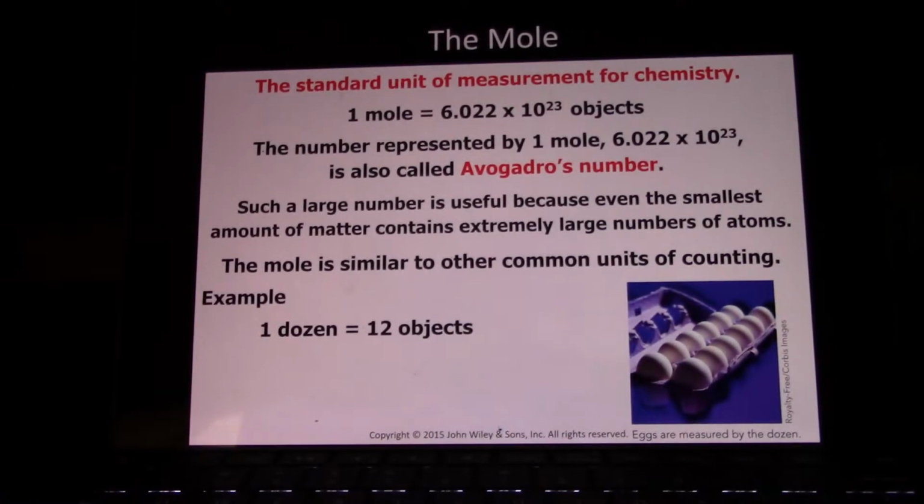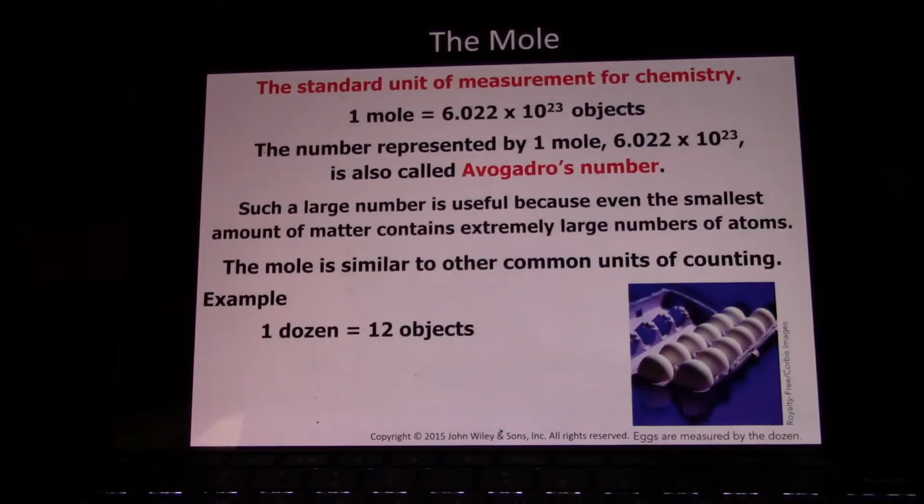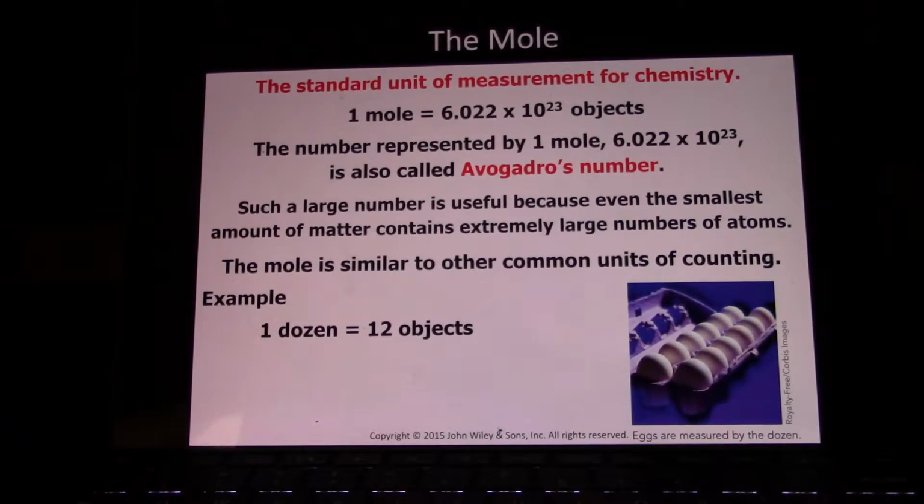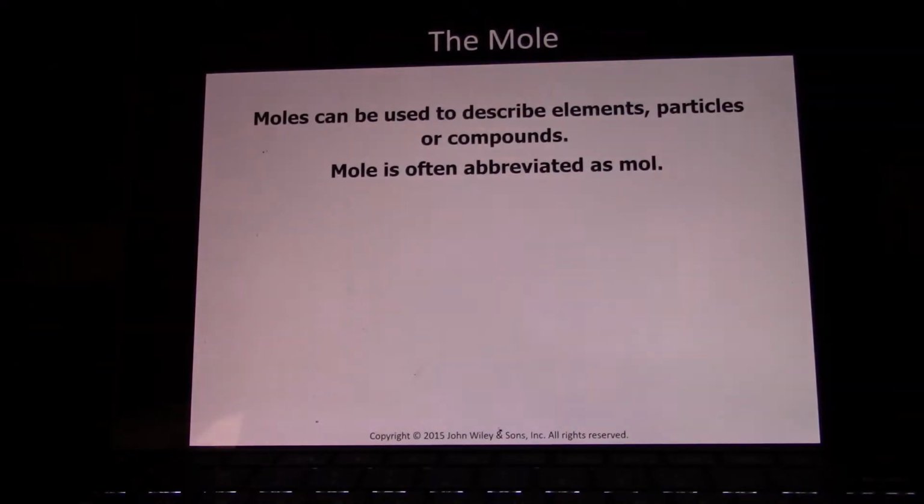So again, a dozen is 12 of something. A half dozen is 6 of something. A ream is 500 of something. A gross is a dozen dozens, 144 of something. And again, these are all words which stand for a number. And the mole is no different. A mole just means you have 6.022 times 10 to the 23rd of something, just like if you have a dozen of something, you have 12 of something.